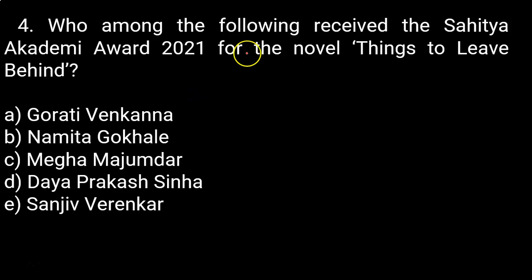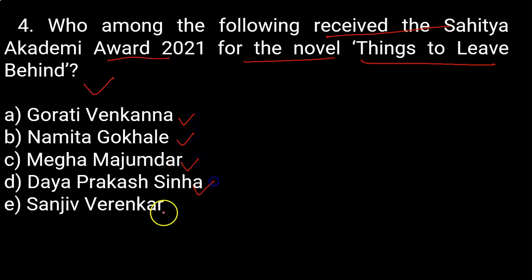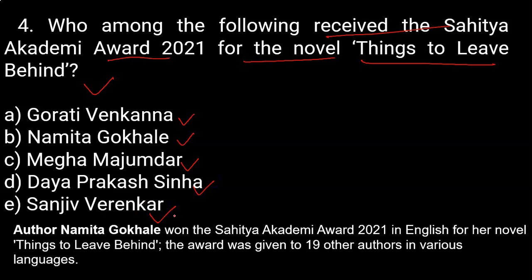Who among the following received the Sahitya Akademi Award 2021 for the novel Things to Leave Behind? Your options are Gorati Venkanna, Namita Gokhale, Megha Majumdar, Daya Prakash Sinha or Sanjeev Verenkar. So friends, its answer is Namita Gokhale, and this author won the Sahitya Akademi Award 2021 in English for her novel Things to Leave Behind, and the award was given to 19 other authors in various languages. So this award, Sahitya Akademi Award for the novel, goes to author Namita Gokhale.